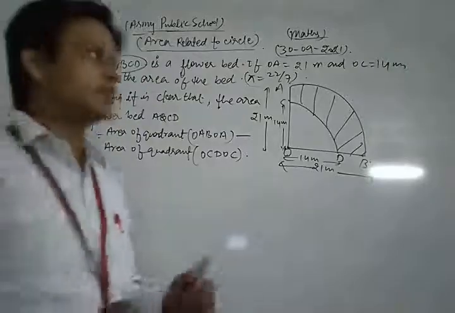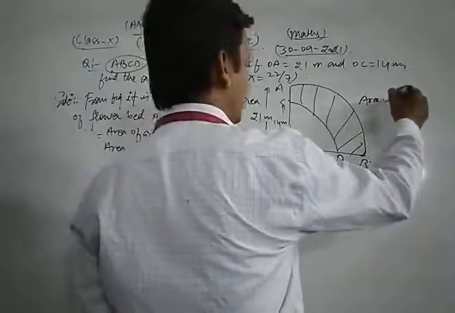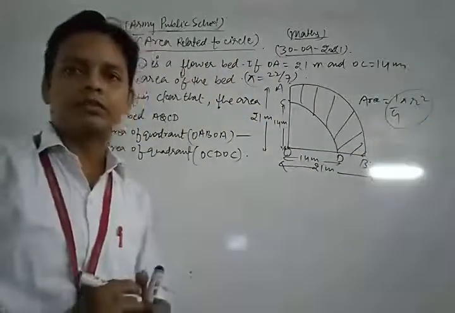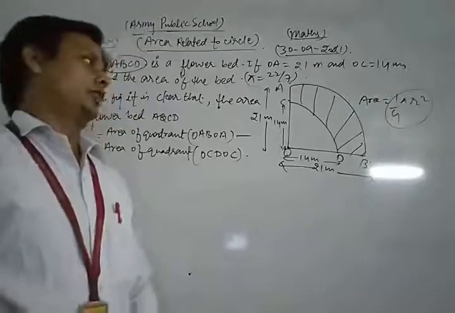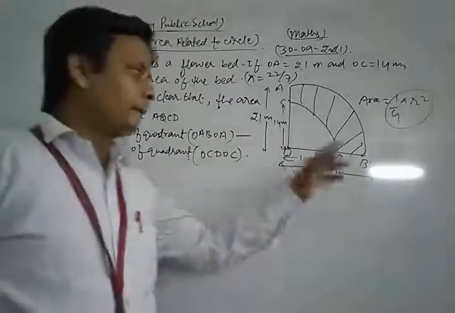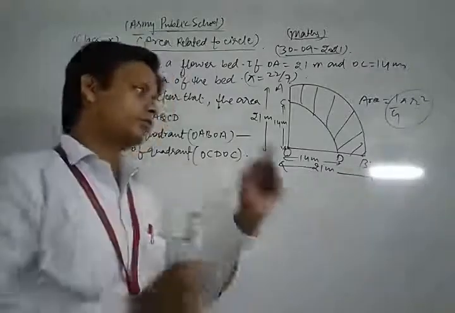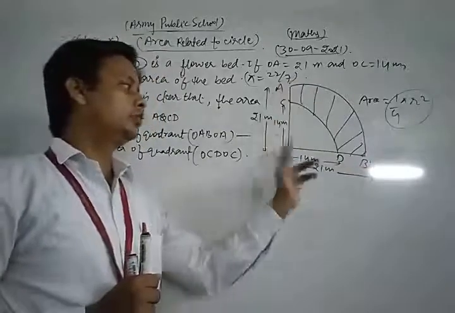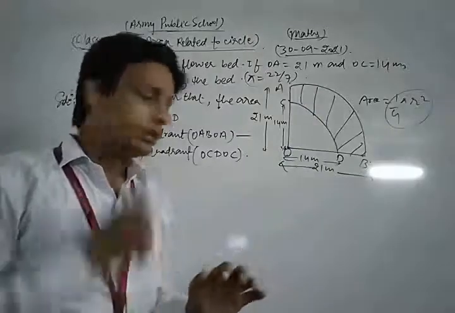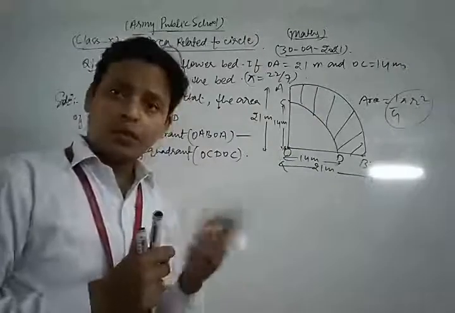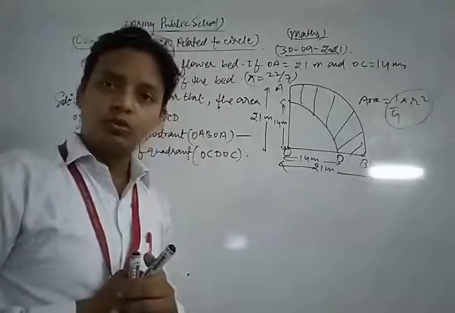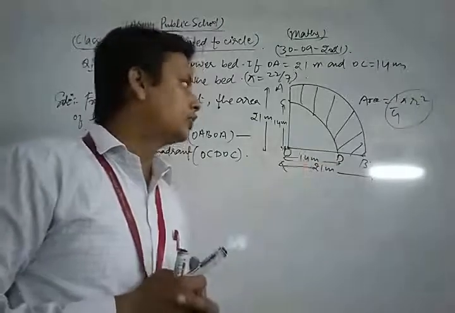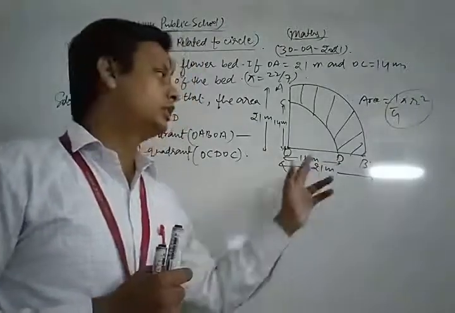You know that the area of a quadrant is 1 upon 4 pi r square. This is the formula for the area of a quadrant. For the bigger quadrant OBAO, we take the radius equal to 21 meter, and for the smaller quadrant OC, we take the radius as 14 meter.